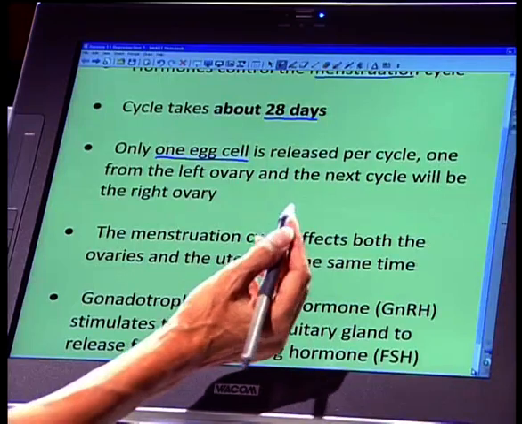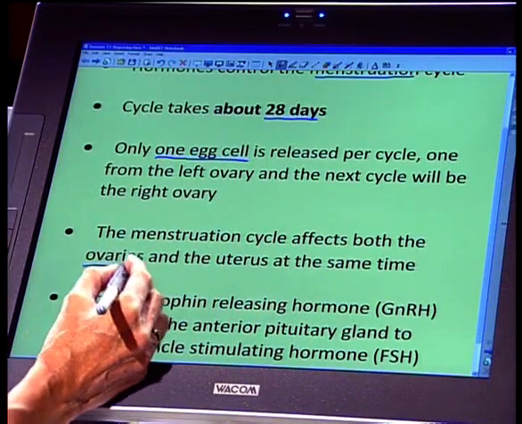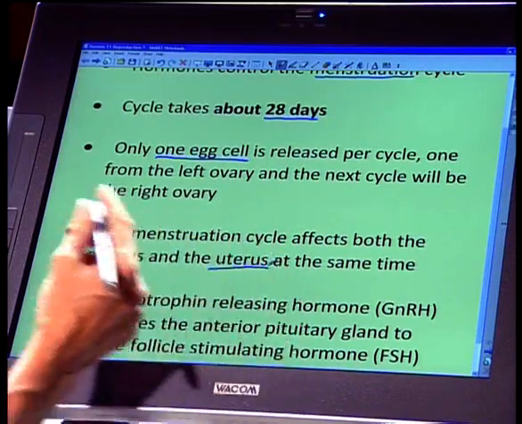Now, the menstruation cycle affects both the ovaries as well as the uterus. Now, think about it. Why would it be the ovaries and the uterus? Well, first of all, the ovary to release the egg. Okay, that's number one. So now once the egg is released, it is now ready to be fertilized. But in the meantime, where does this baby grow? Where does the embryo and the fetus grow? It grows in the uterus, which means the uterus lining must be ready to receive that little egg. And if it is, well, then implantation can occur.